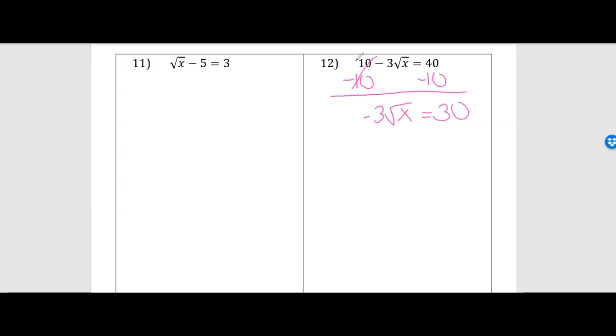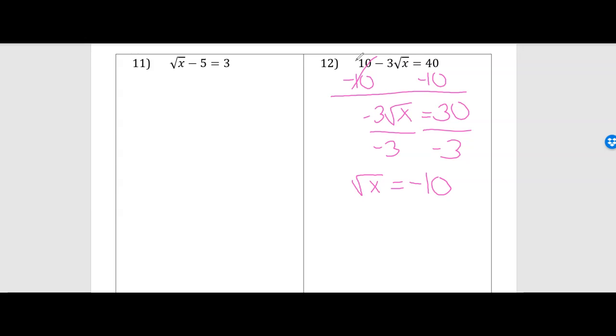Right? These 10s simplify. Now I'm going to divide by negative 3 to get the radical, or the square root expression, by itself. So I get the square root of x is equal to negative 10. Now, here's where we should stop and think for a second. If I take the square root of a number, will I ever get a negative number?